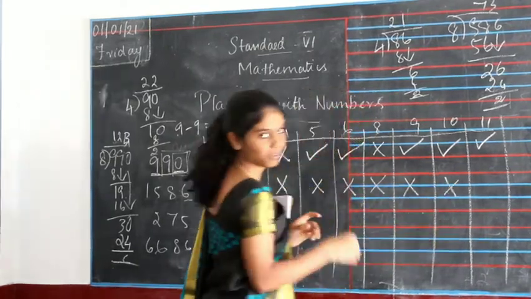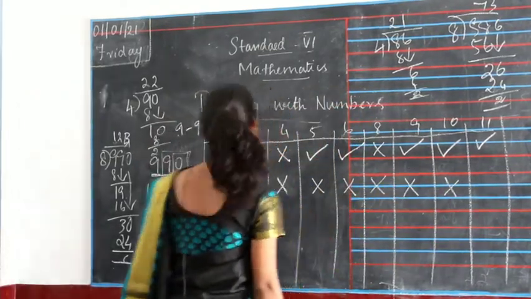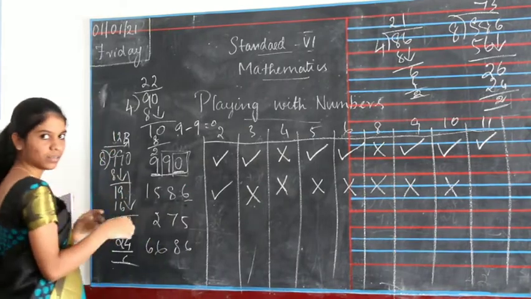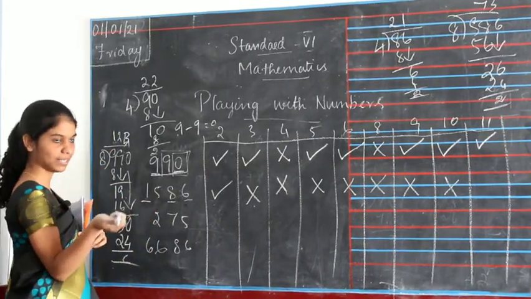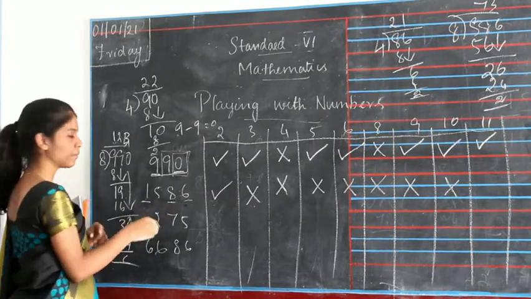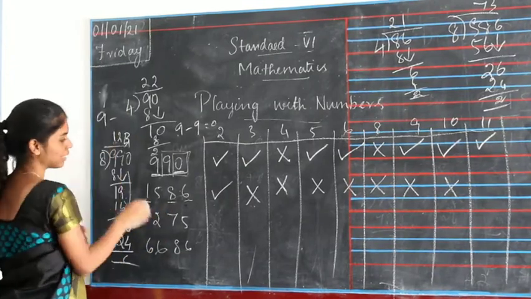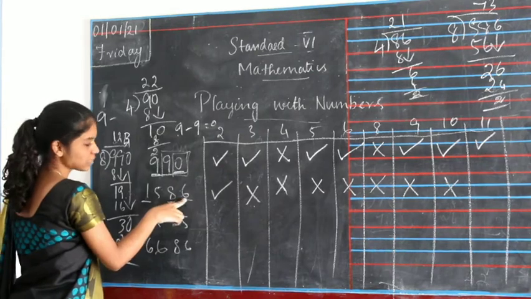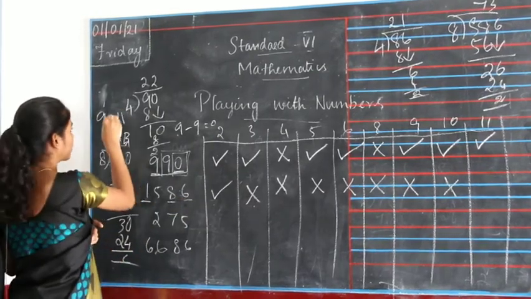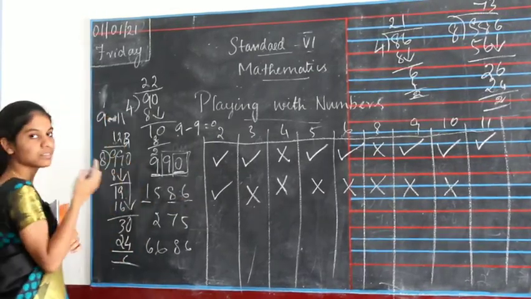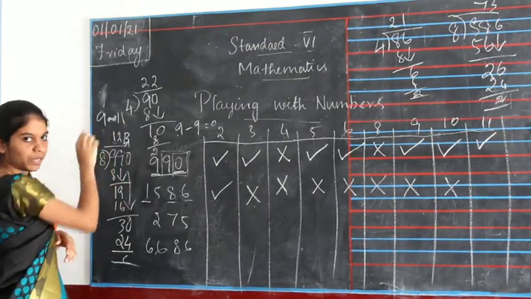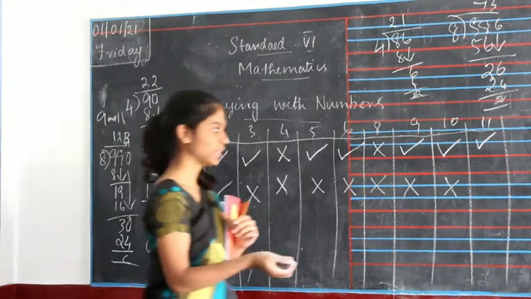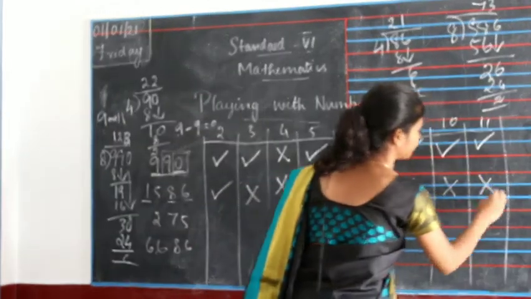so this cannot be divided by 10. And for 11 you have to add numbers in the even place and odd place and find the difference. 1 plus 8 will be 9, minus 5 plus 6 will be 11. So this is the difference, which means larger number minus smaller number. 11 minus 9 will be 2, which cannot be divided by 11.